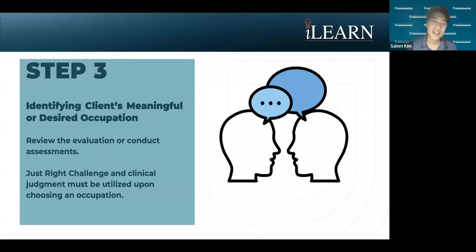Always think about the just right challenge. Earlier, like I mentioned, always have an idea of how to do an activity analysis and how to grade up and down using different materials and different weights. Something being light isn't always easier for the client. Sometimes with patients with different tremor conditions, having a heavier object will make the activity or occupation much easier. So always know the diagnosis and conditions of your client and how to apply grading up and down and the just right challenge for your client as well.